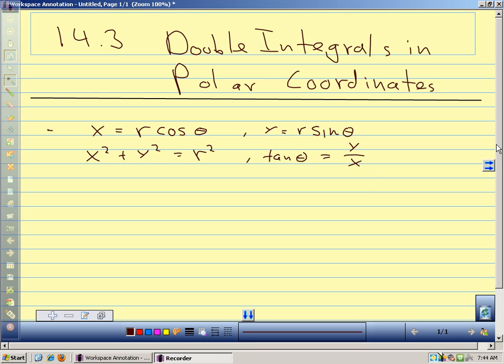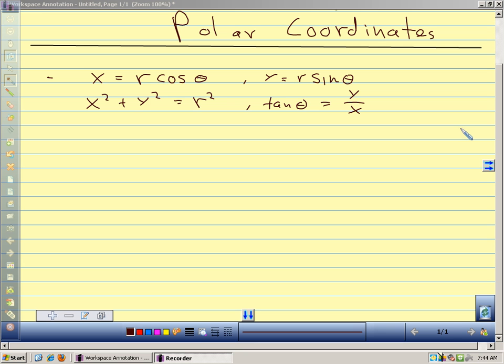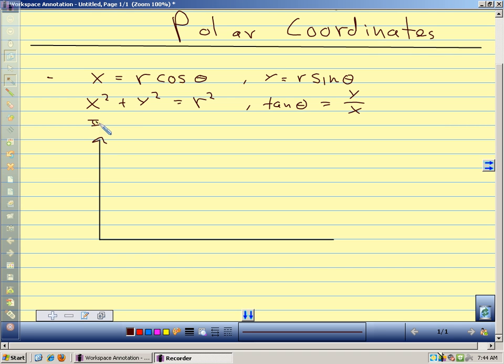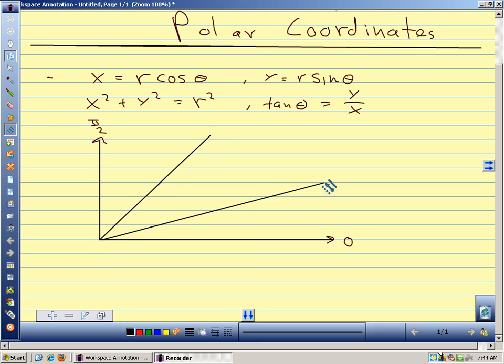So what we're going to do is, when we did double integrals in rectangular coordinates, we divided our region into little small rectangles. So for polar coordinates, we're going to divide our region in the xy plane into polar sectors. So we'll draw a sketch of what we're talking about here. In our polar coordinates, this is theta equals pi over 2. So theta equals 0 on this axis. And we're dividing our region into little sectors. Polar sectors look something like this.